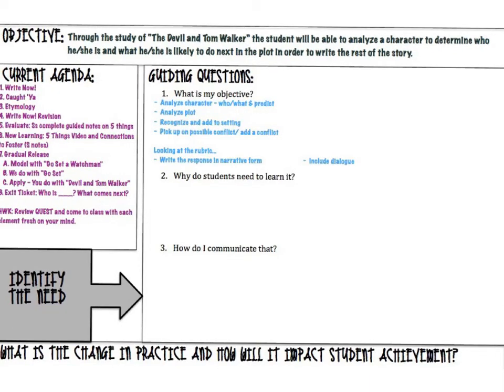Next, I started thinking through my objective, and I've already outlined my major objective. So for this point, I started looking at my sub-objectives. I need the students to be able to analyze the character. I need them to analyze the plot. I need them to recognize and add to the details of setting that they've been given. And then I need them to pick up on possible conflicts or add a conflict that makes sense based on what they've had. But looking at the rubric, I need them to write the response in narrative form, and I want them to include dialogue so that they can hit in those higher areas of the scoring rubric.